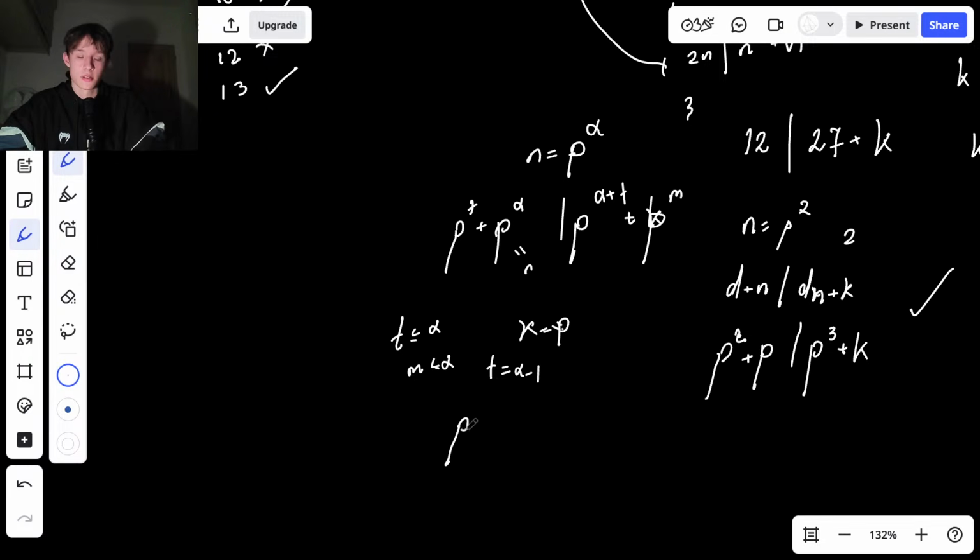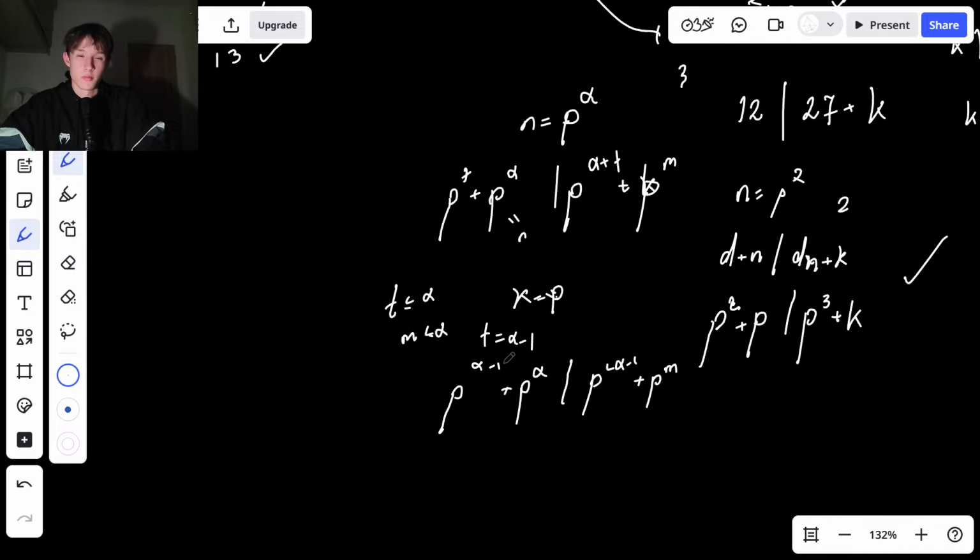So maybe the answer is like, I don't know. Okay, let's not skip to that part. P to the power of alpha minus 1 plus p to the power of alpha, and that should divide p to the power of alpha plus t, so p to the power of 2 alpha minus 1 plus p to some power of m. So if I multiply this by p to the power of alpha minus 1, then I can cancel this out and subtract p to the power of 2 alpha minus 2. Yeah, 2 alpha minus 2. And p to the power of m is less than that.